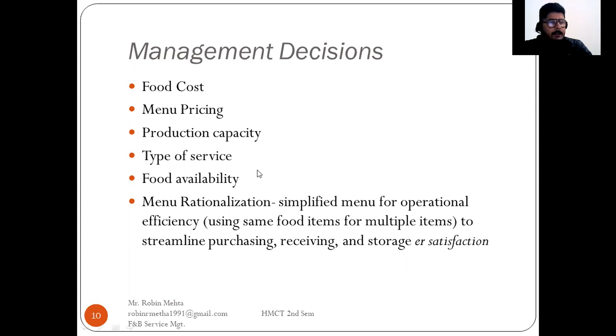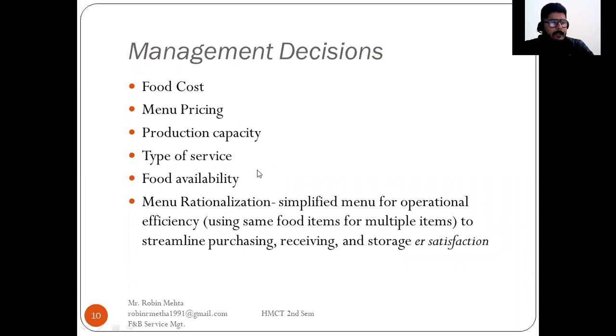Production capacity, like what will be our production capacity. Maybe we only have two chefs, or if we are opening a new restaurant, we can go with one chef or two chefs, or one senior chef and one junior chef. So according to the production capacity, they may take decisions. They may put those items in their menu.